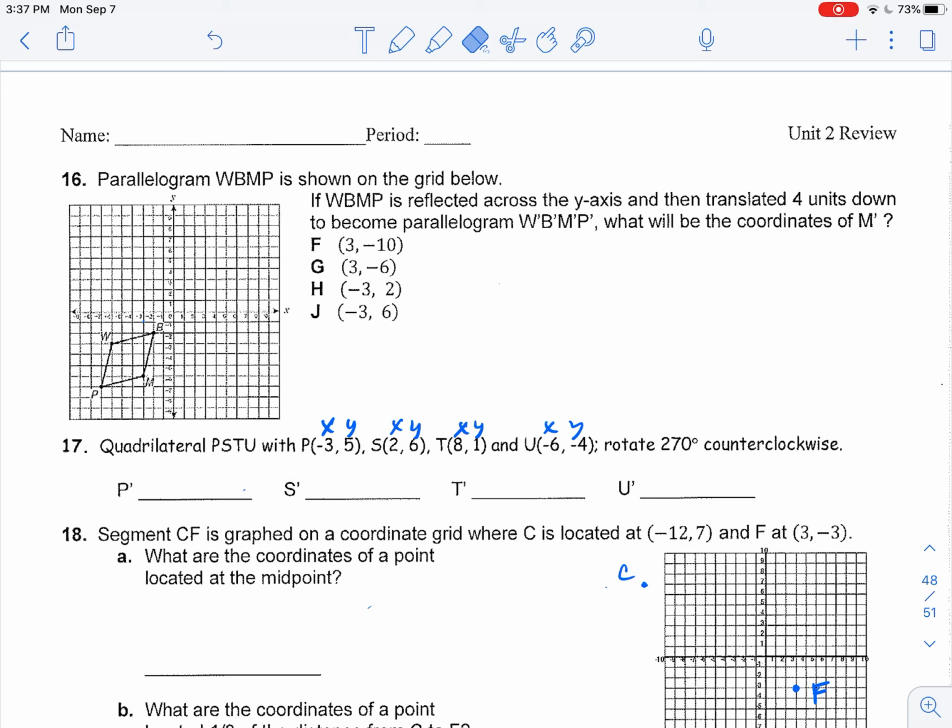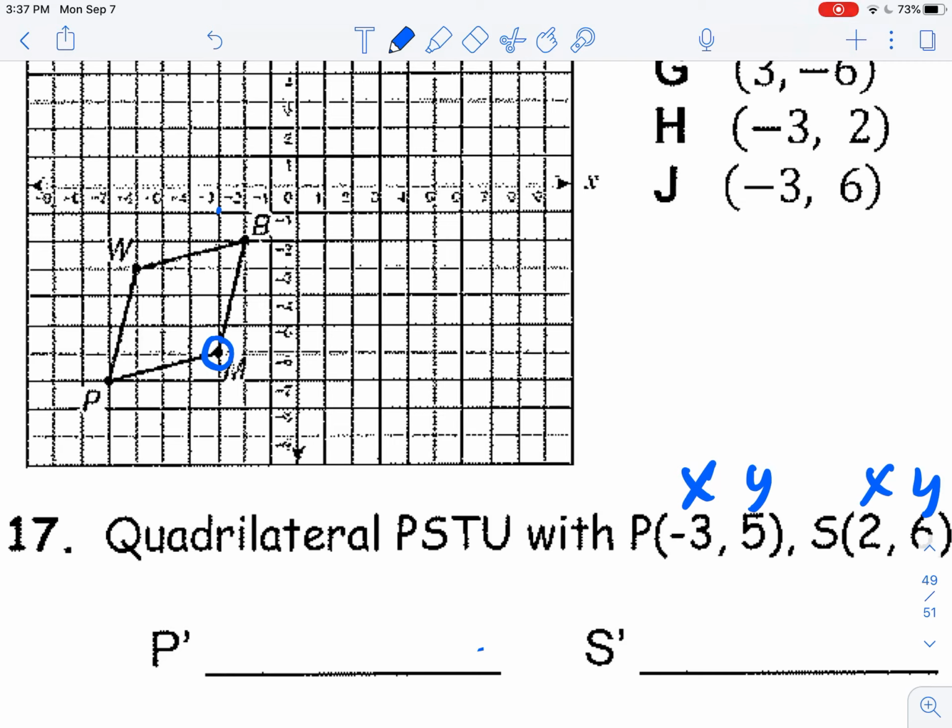All right, in this video, we're going to continue with our Unit 2 review. This is part 2. It says if a parallelogram WBMP is reflected across the y-axis and then translated 4 units down to become a parallelogram W prime, B prime, M prime, P prime, what will the coordinates of M prime be? All right, so let's figure out what are the coordinates of M.